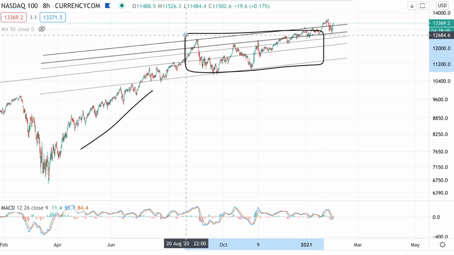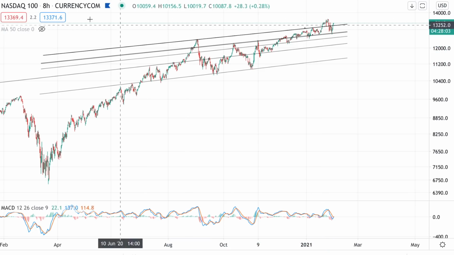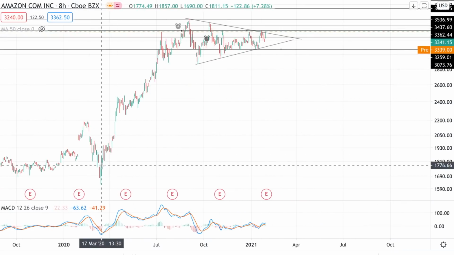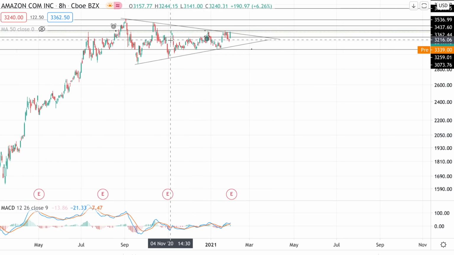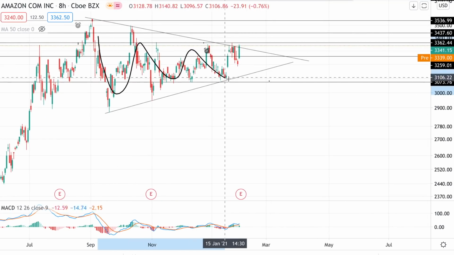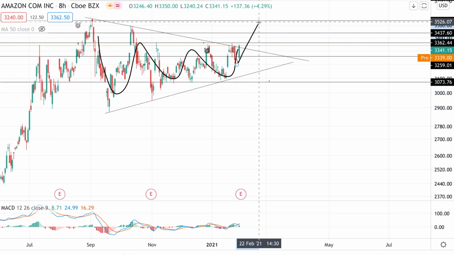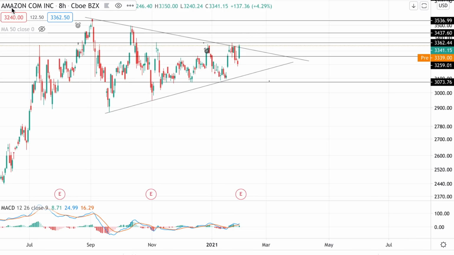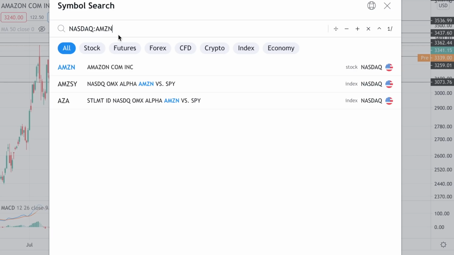But again, if we take a look at what's happening on Amazon, right? We had that massive rally from the March low all the way to the September high. And then we have a beautiful consolidation pattern right here. And now it's starting to break out. If we actually see a strong, sustained breakout on Amazon and the rest of the FANG stocks, it's going to push the tech sector much higher. So we are waiting for that confirmation on Amazon.